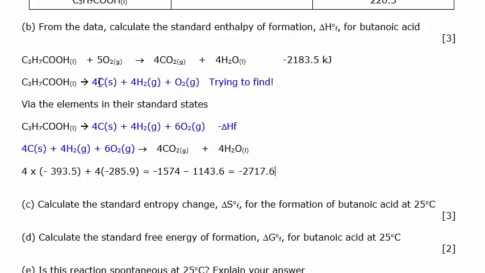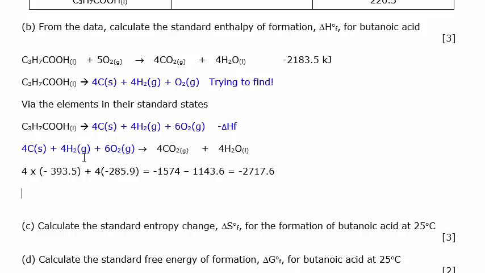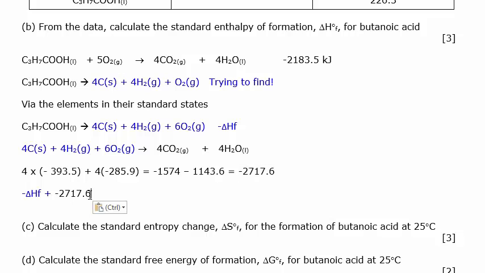Now the first step that we didn't know, this is what we're trying to find out, is the enthalpy of formation of this. So this was the unknown step in our cycle, if you like. We know that the negative, well, I've written it down somewhere, haven't I? Negative delta HF. Where is it? There it is. Negative delta HF plus negative 2717 equals the actual enthalpy change of the reaction.